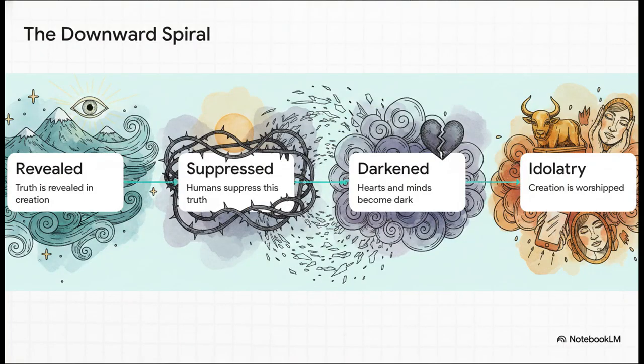Paul maps out this tragic paradox as a very logical downward spiral. It starts with step 1. The truth of God's power is clearly revealed in creation. But then we hit step 2. Humans inexcusably suppress this truth. And that suppression leads directly into step 3, where human thinking becomes completely futile and hearts just go dark. Finally, the whole thing culminates in step 4, idolatry. So instead of worshiping the Creator they clearly see the evidence for, humanity just exchanges the truth for a lie. They start worshiping the creation itself, whether that's nature, handmade images, or, honestly, even themselves.